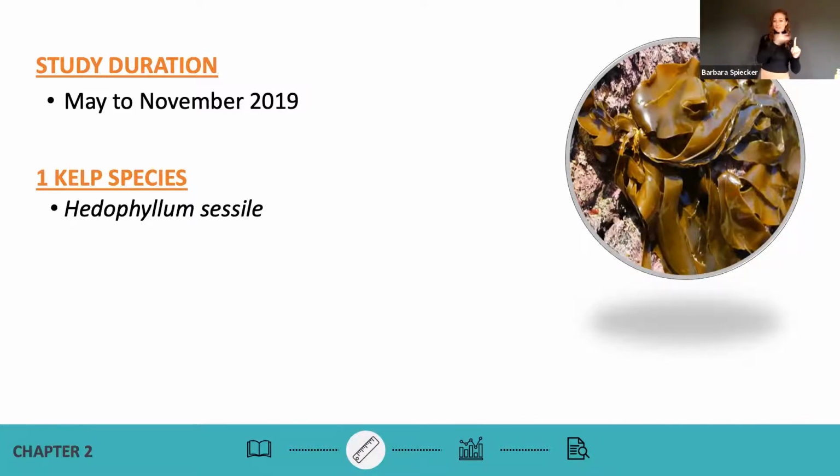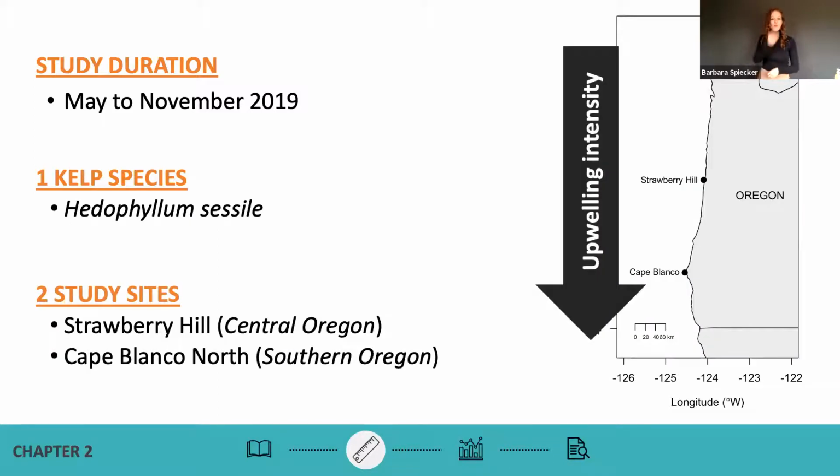So this was a project I ran last year, May through November of 2019. Here I studied a single kelp species, Hedophyllum sessile. This study took place at 2 sites along the Oregon coast, Strawberry Hill in Central Oregon, and Cape Blanco North in Southern Oregon. Now, both of these sites are situated along an upwelling gradient, with more intermittent upwelling in Central Oregon and more persistent upwelling in Southern Oregon.